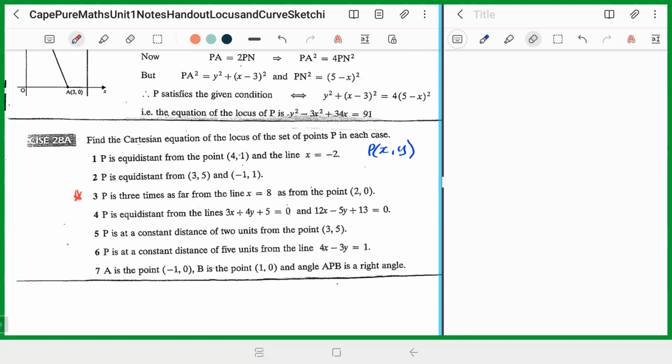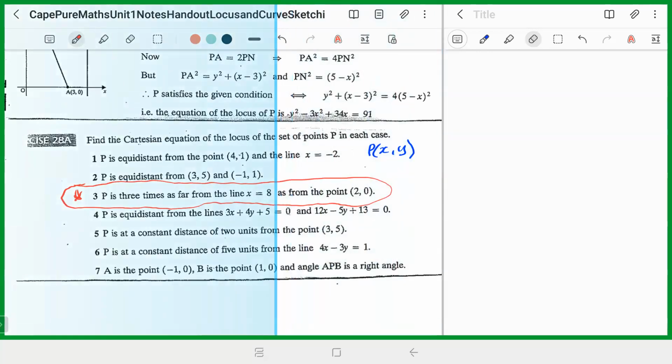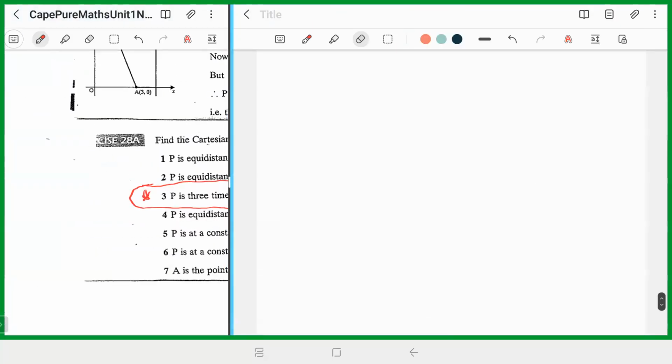It says P is 3 times as far from the line x equals 8 as it is from the point 2, 0. So again, you want to sketch it. It's 3 times as far from that line as it is from the point 2, 0. So you want to sketch this information. Sketch it and then you write the locus distance. All right, let's sketch it and you call the point P(x, y) and you proceed. All right, so I'm going to sketch it like this now.